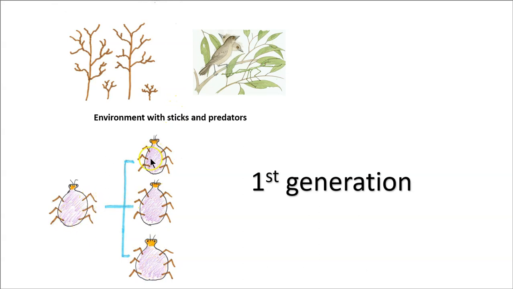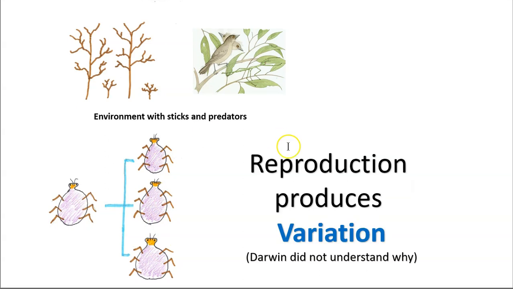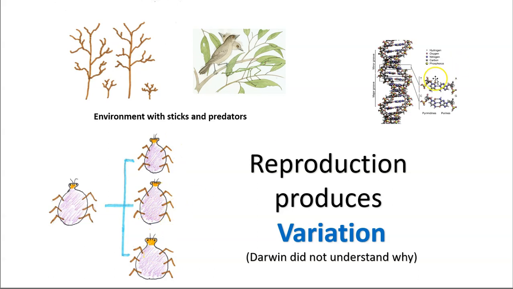So the parents have produced offspring, and we see some variation. Now, reproduction, Darwin understood, produces this variation. He didn't understand why it is that the offspring show variation each generation. He didn't understand about DNA, but he didn't have to in order to appreciate the significance of variation.